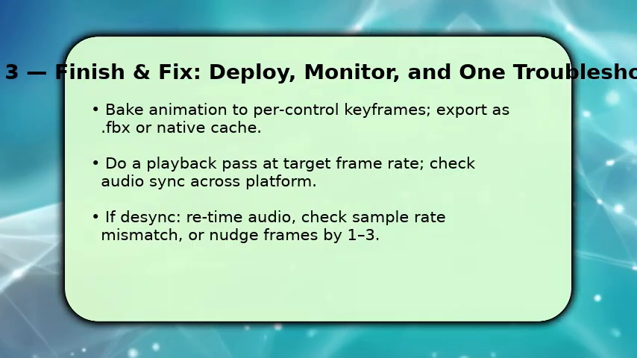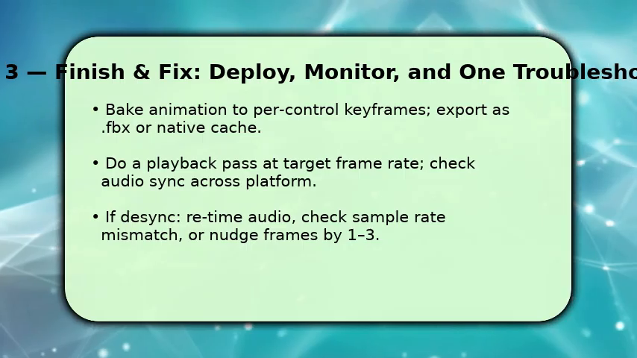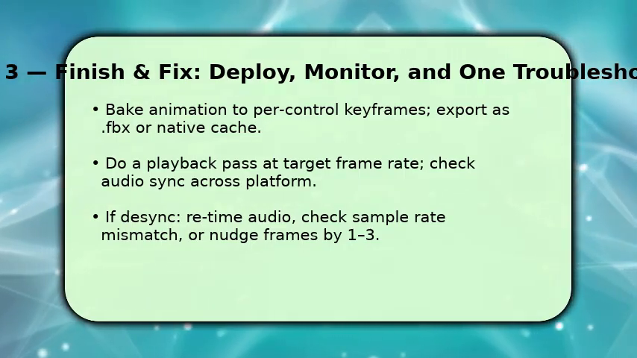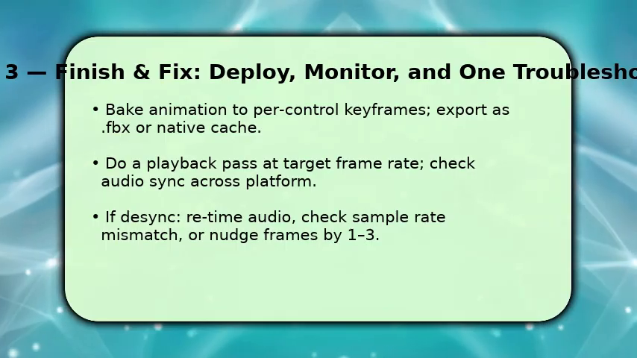If things go wrong, troubleshoot. Check audio sample rates, confirm timeline start alignment, and nudge problem visemes by 1 to 3 frames. Re-render only the affected segment for speed.